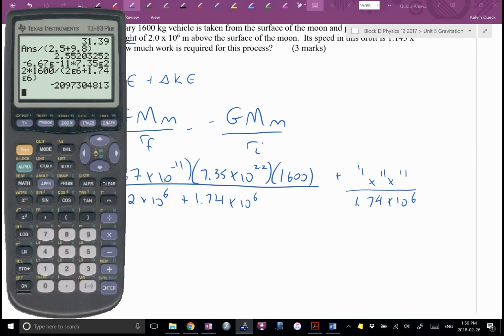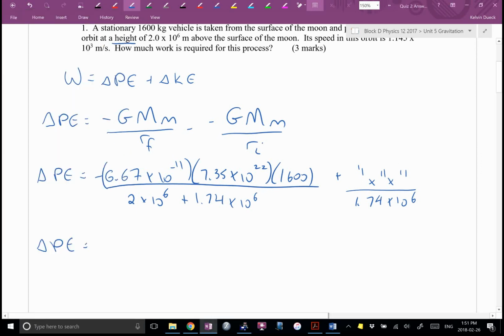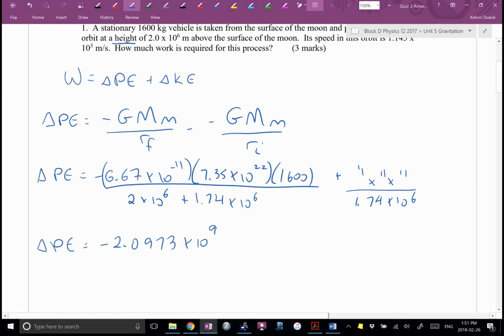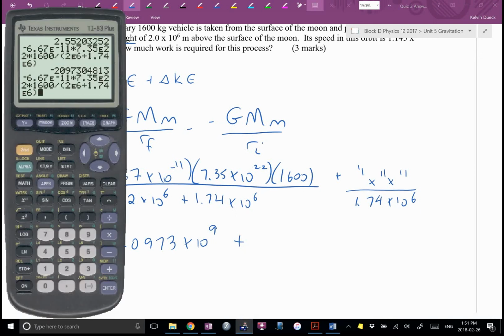And I'm going to carry 5 sig figs, so negative 2.0973 times 10 to the 9th. Is that what you got for the first fraction, folks? Yes. And then plus, now I get to the less work part, a little easier. I forgot to delete the negative, so let's go times negative 1. There's the answer that I want.